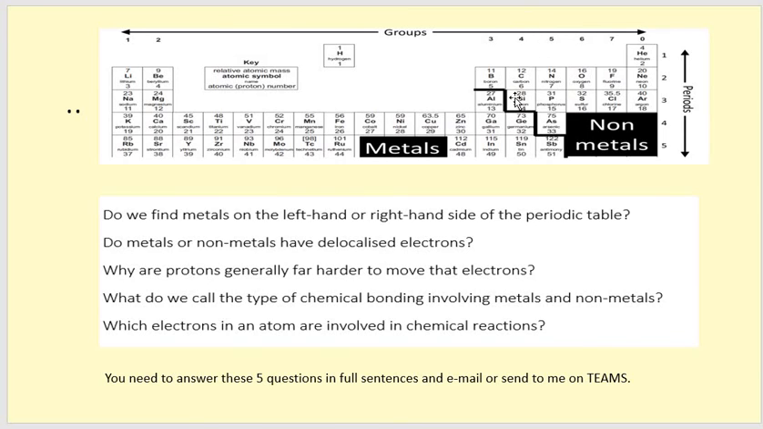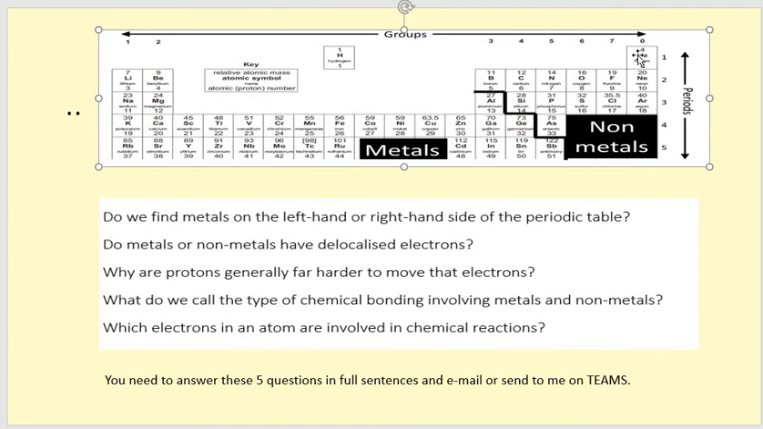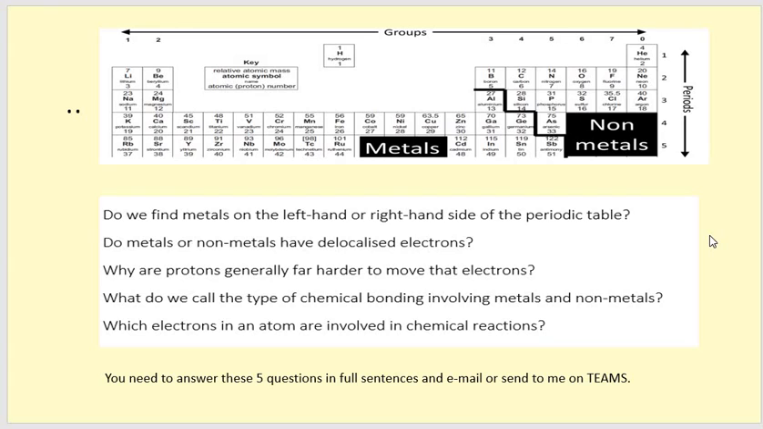If it's in the 4th group, like this, it will have 4 electrons in the outer shell, 5 electrons in the outer shell, 6 electrons in the outer shell, 7 electrons in the outer shell. Group 0 actually has a full outer shell. It doesn't want to lose anything. That's why it's 0. You have got 1, 2, 3, 4, 5 questions here that all need to be answered in full sentences.